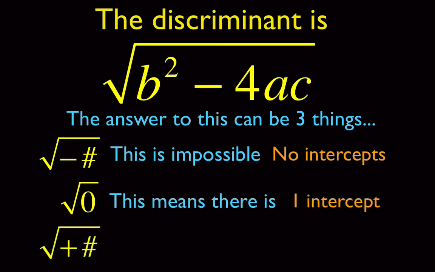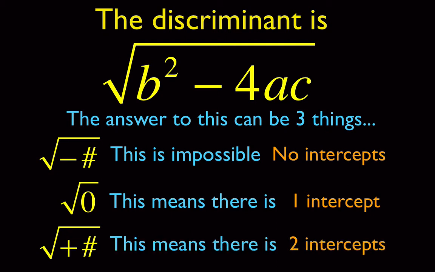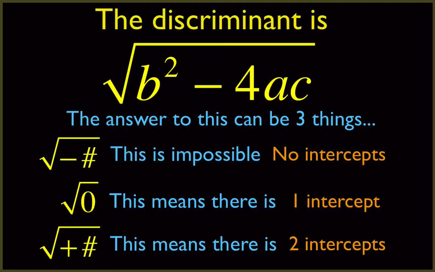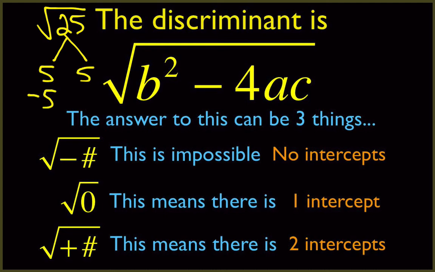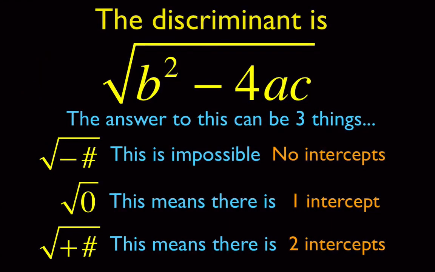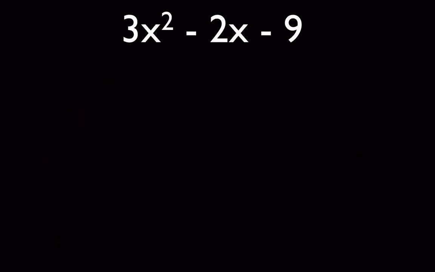The last possibility is that when you do all this math in there, you could get a positive number out. When that happens, you end up with 2 x-intercepts, and the reason for that is when I take a number such as 25, it could be 5 times 5, or it could also be negative 5 times negative 5. Either one of those things would result in 25. So our job is just to decide those things.